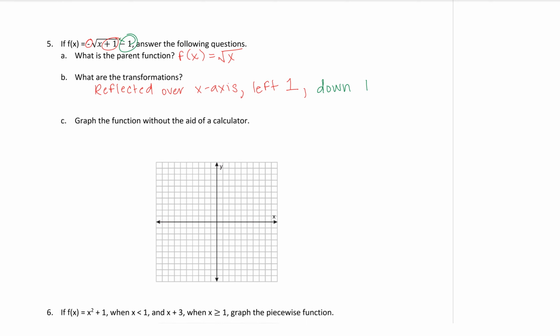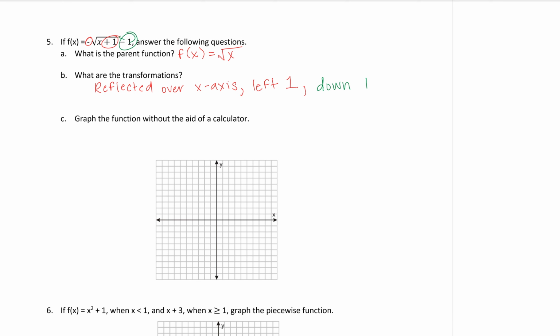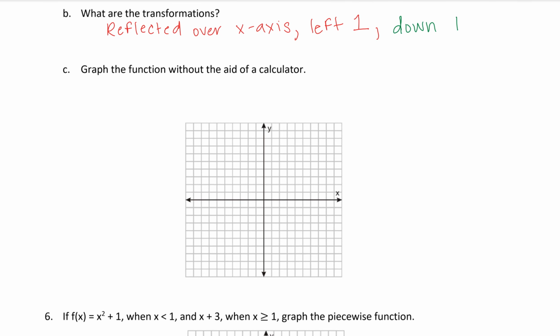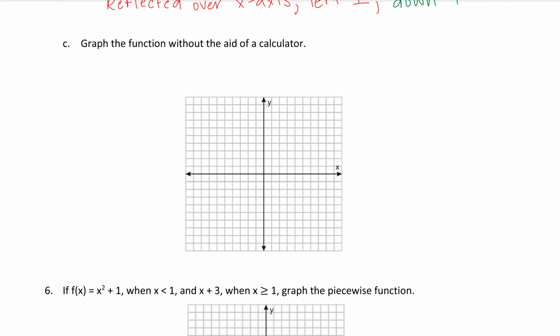Now, very important, this says graph the function without the aid of a calculator, meaning you're going to need to show all of your work. Okay, very important. You will get points taken off if you do not show all of your work. So my suggestion is you're going to need to draw a table. So we have x, we have our equation, which is negative square root of x plus 1, and then a -1 at the end, and our y.